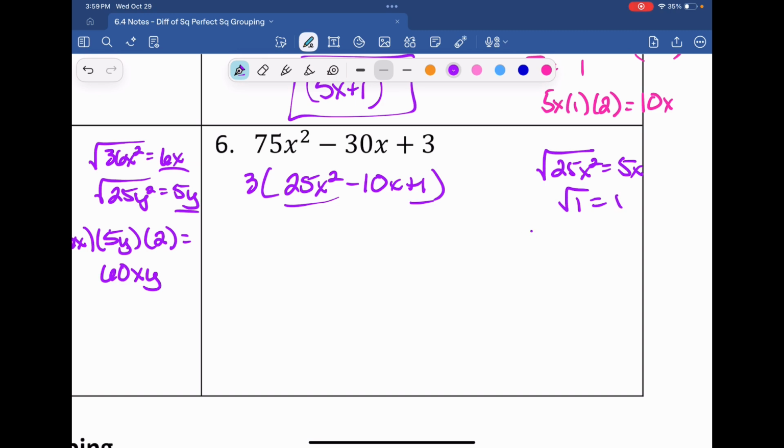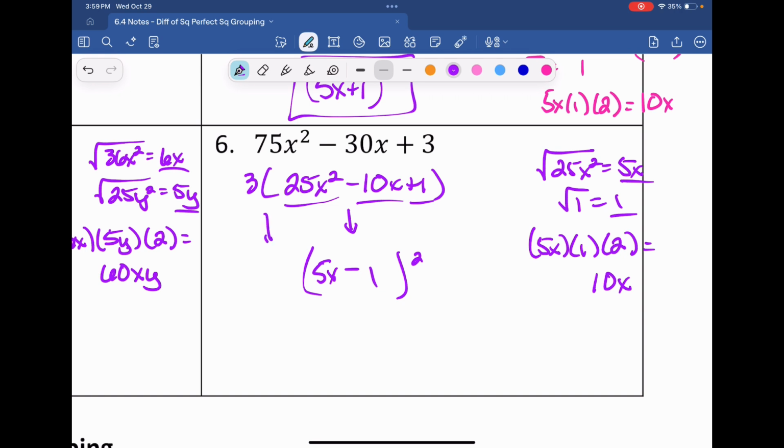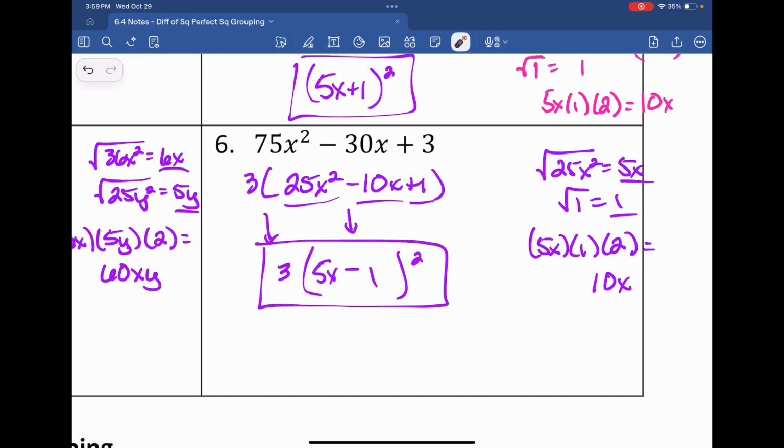So if I take the 5x and the 1, multiply them together, and double it, I get 10x. So that sign goes in the middle. Root 1, root 2, squared, original GCF. Okay. If I don't get double, then I got to factor it a different way.